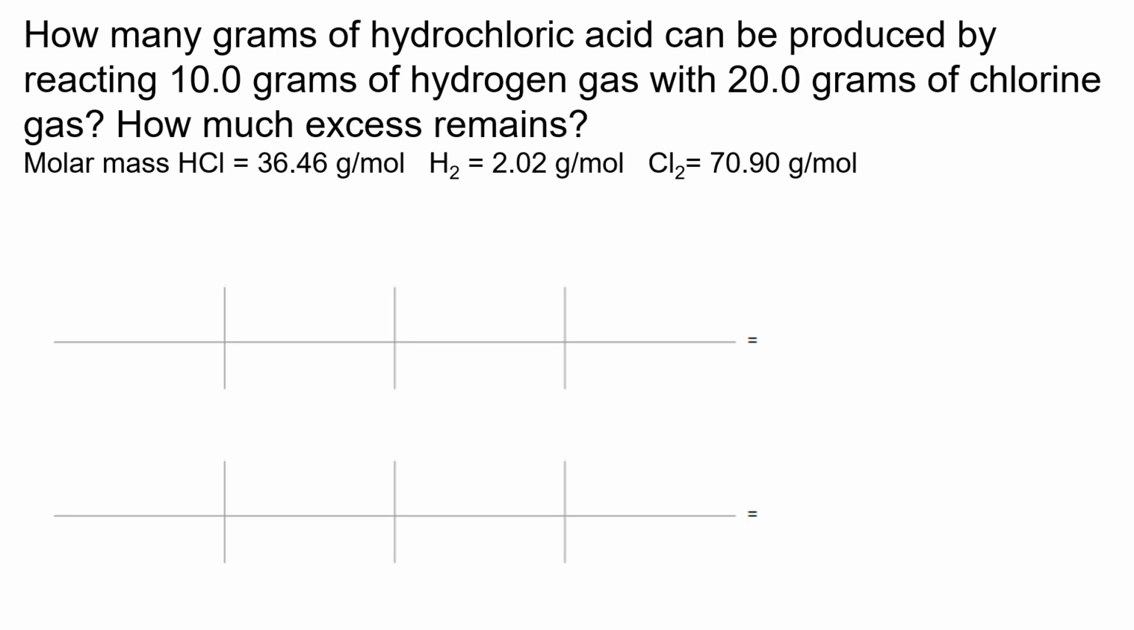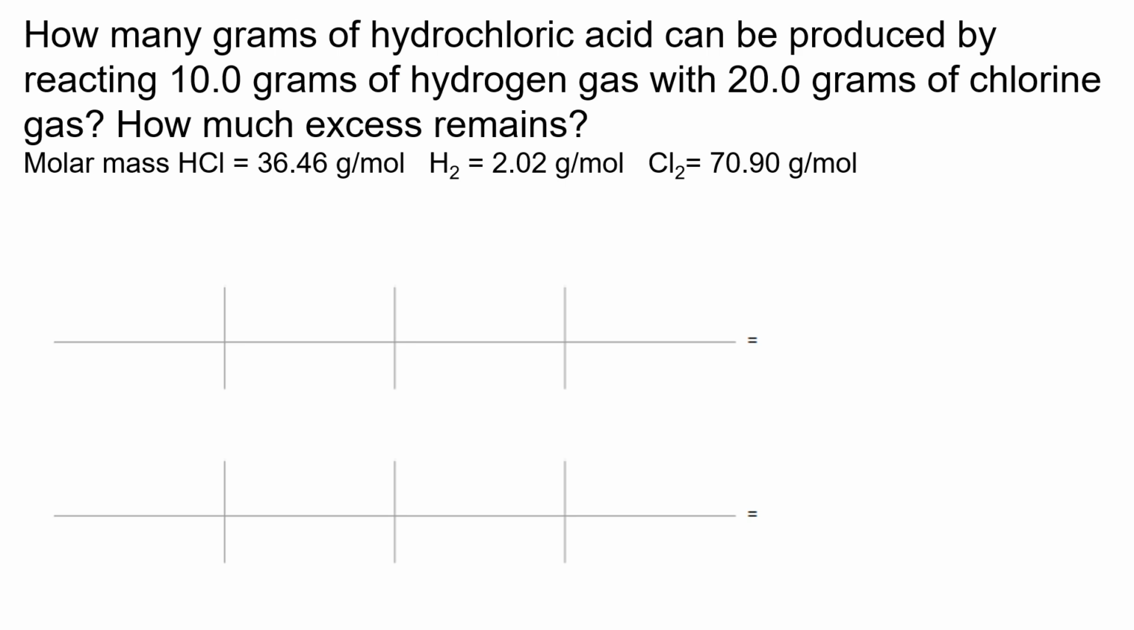Okay, so here is another problem. This one says, how many grams of hydrochloric acid can be produced by reacting 10 grams of hydrogen with 20 grams of chlorine? How much excess remains? So remember, we start by just figuring out what's our balanced equation, what's our limiting, and then how much excess remains. And I already wrote the molar masses on here.